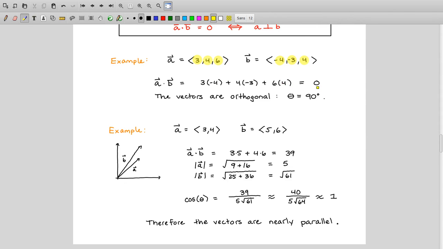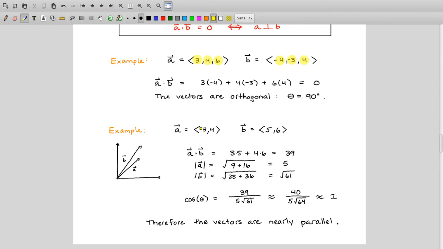What does that tell me? I just computed arithmetically the dot product. I got 0. That tells me that the vectors are orthogonal. So this is an example of using the dot product as a test for orthogonal vectors.